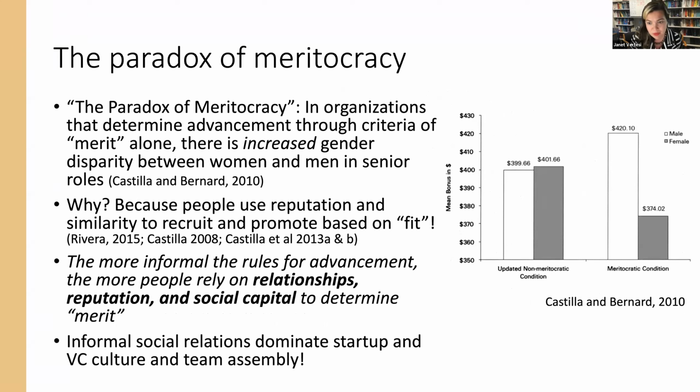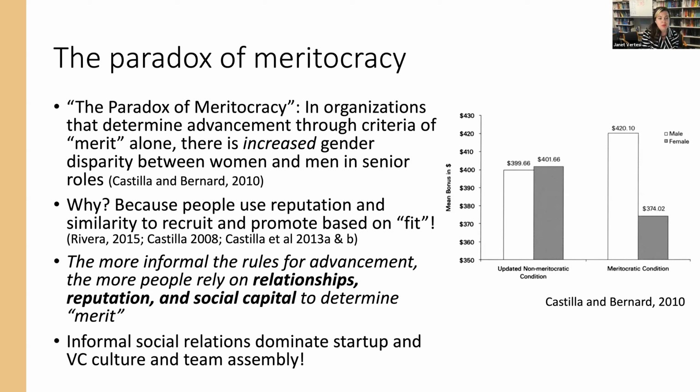So there's a couple of things that we know happen in networks that I want to tell you about, because they happen in science a lot. The first is called the paradox of meritocracy. It has been experimentally shown by researchers at MIT that in organizations that determine advancement through criteria of merit only, there is an increased disparity between women and men in senior roles. In this case, it's pay, right?